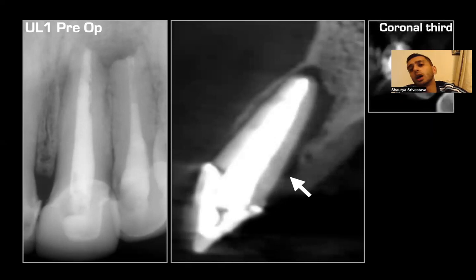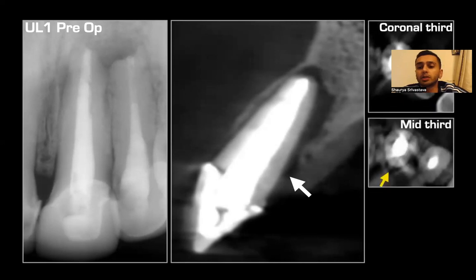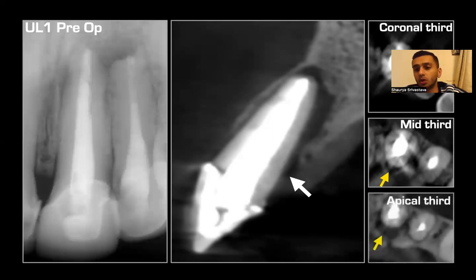All right. The coronal third, this is the axial slice. This is the mid third. You can see that radiolucency corresponding to the center image. You can see that there is that break that I was talking about, all the way down to the apical third, corresponding with the lesion as well. Okay.